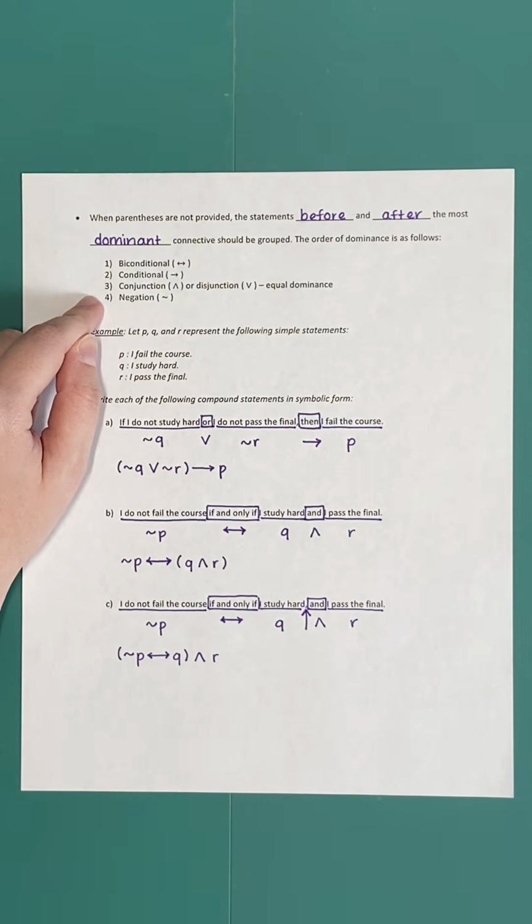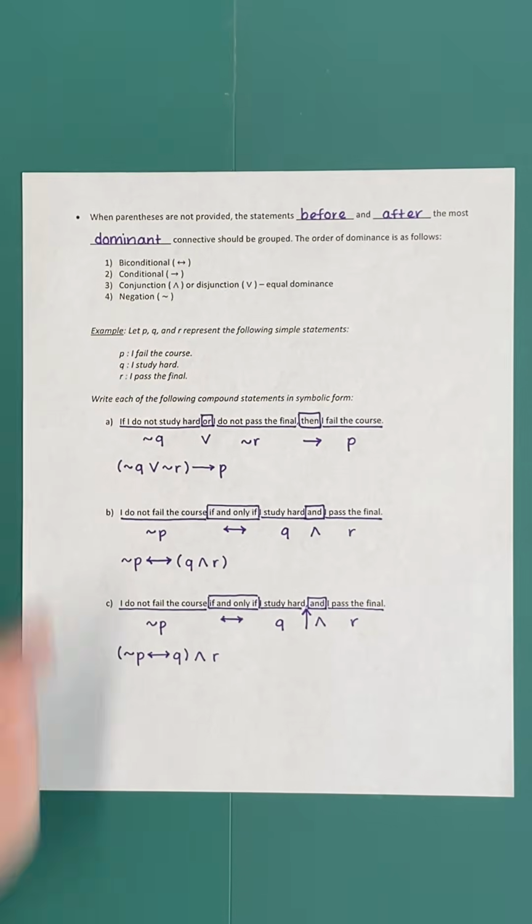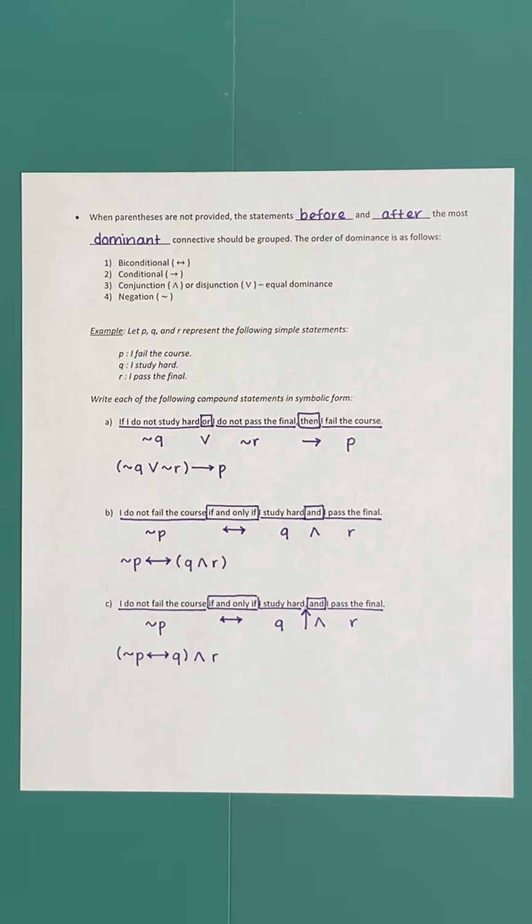And then the last one will be negation. Typically we're not going to have to worry about negation as being a dominant connective, just because it's not really connecting anything, and any compound statement we're looking at is going to have more than just a negation in it. So now we're going to go in the opposite direction.